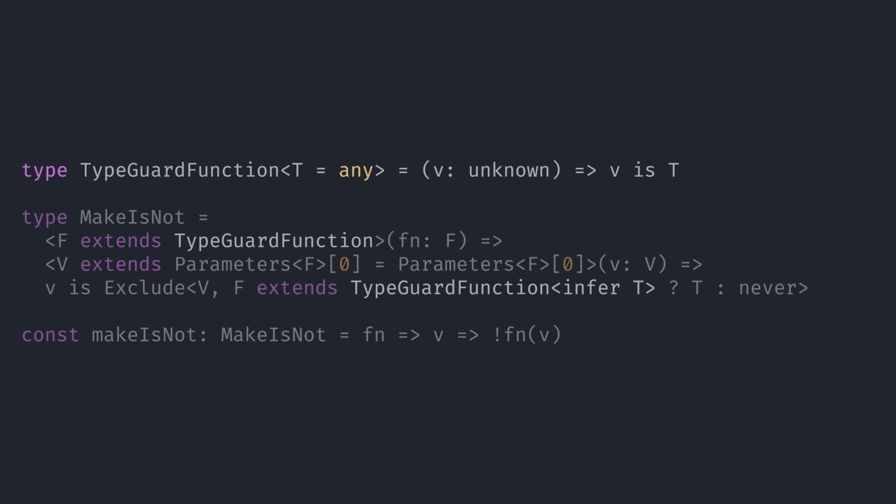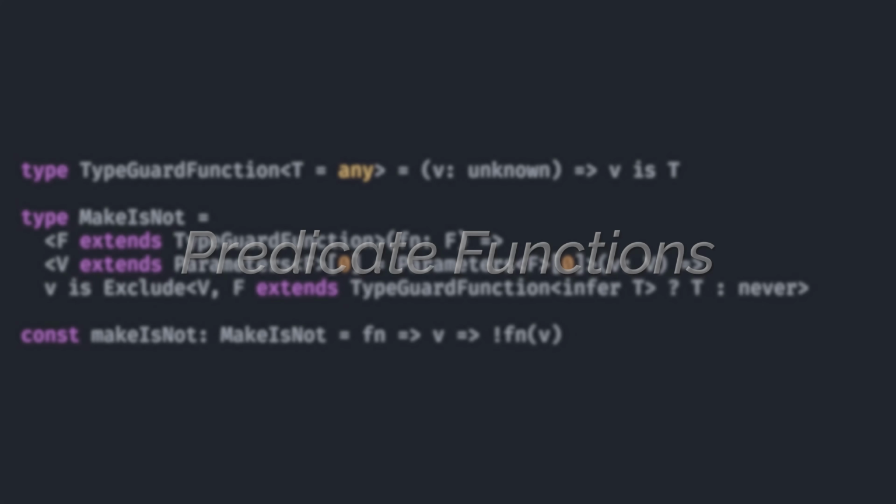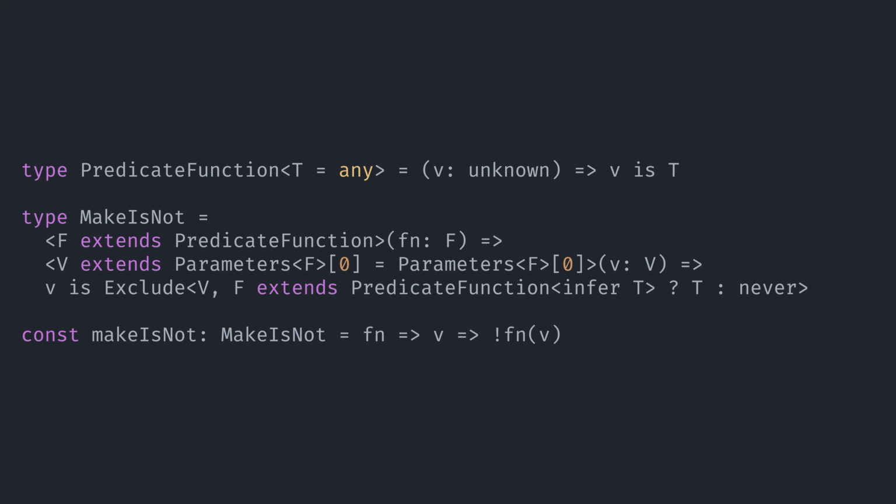Let's create a type called typeCard function to isolate that type definition and simplify our code a little bit. It's a little better now, right? Also, even though the naming typeCard function makes a lot of sense, since it is indeed a typeCard function, this name is very specific to TypeScript. And it turns out that functions that receive an argument and return a boolean already had a name before TypeScript even existed. Those functions are known as predicate functions. So let's use the name predicate function instead.